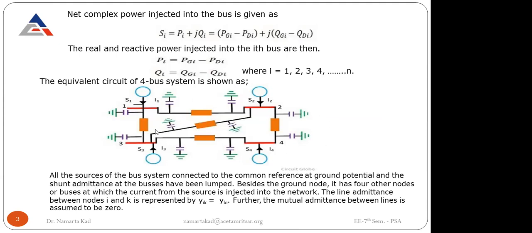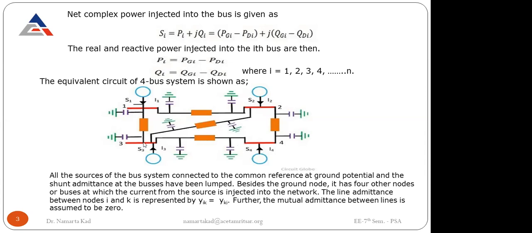As you have seen from this figure, the buses are interconnected with each other. Like this bus 1 and bus 2 are interconnected by this admittance line. Similarly bus 2 and 4 are also interconnected. Bus 3 and 4 are also interconnected.